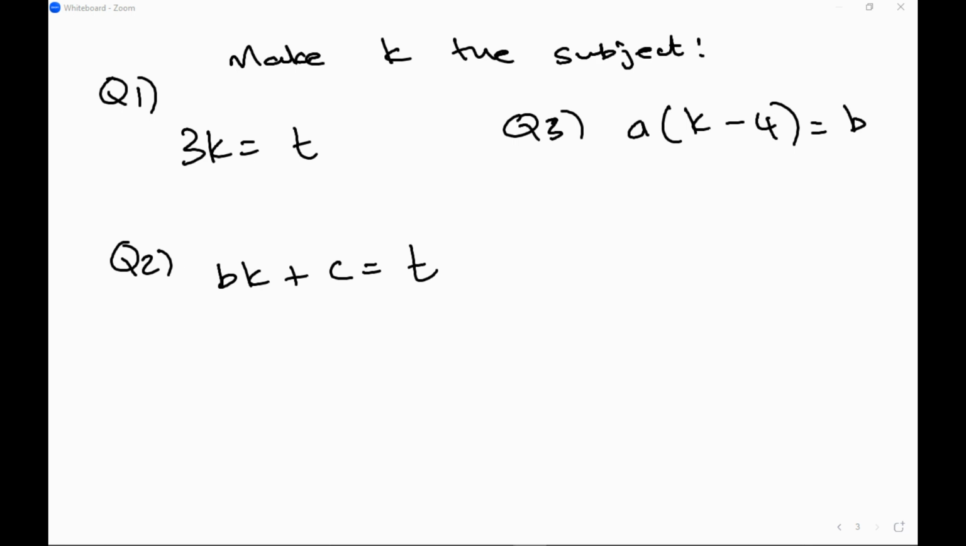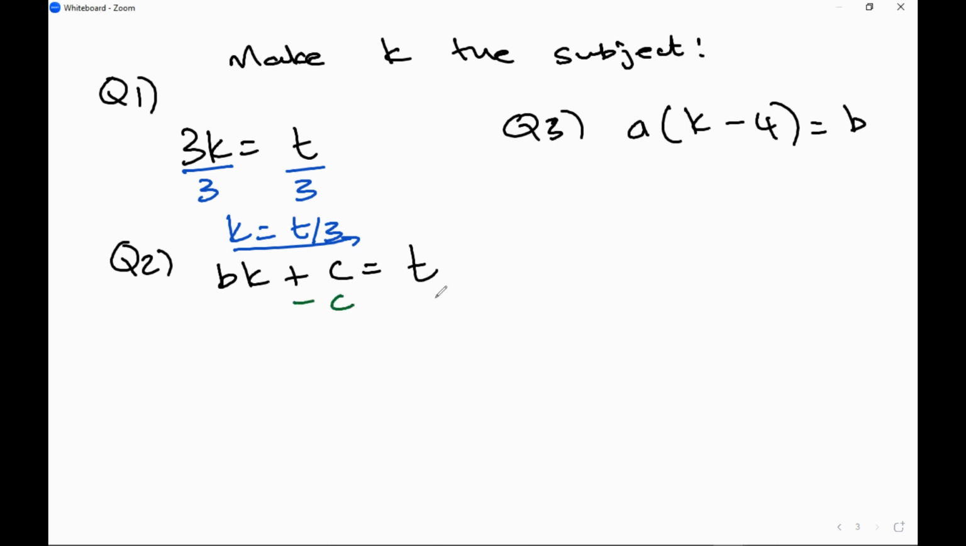Alright, so let me do the first one just to give you an idea. I divide both sides by 3, and I get k equals t over 3. K is on its own. And that's what you want to do for the next one, make k on its own. Okay, keep going. Let's go through the next one.